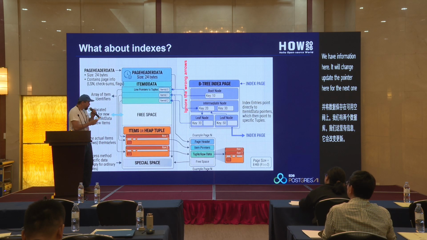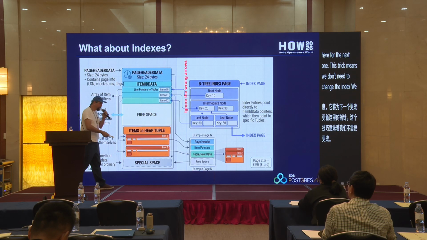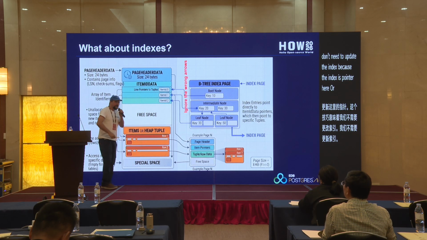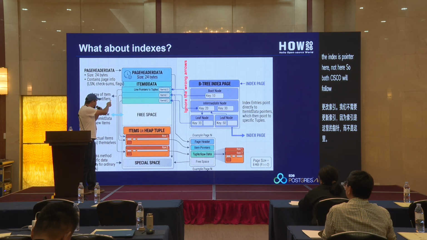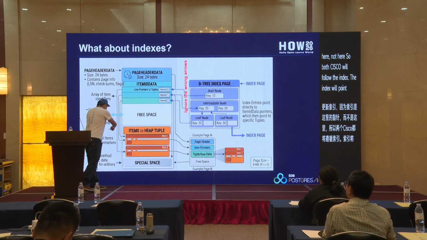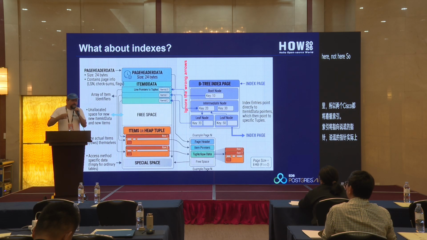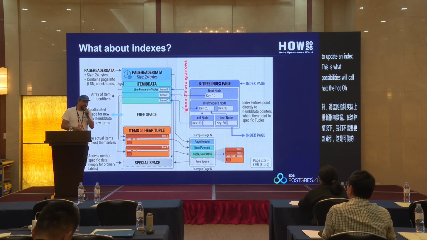This trick means we don't need to update the index, because the index points here, not here. So PostgreSQL will follow the index to the line pointer, which will point to the actual data. So in this case, we don't need to update an index. This is what PostgreSQL calls HOT, or heap-only tuple updates. This is how it happens.